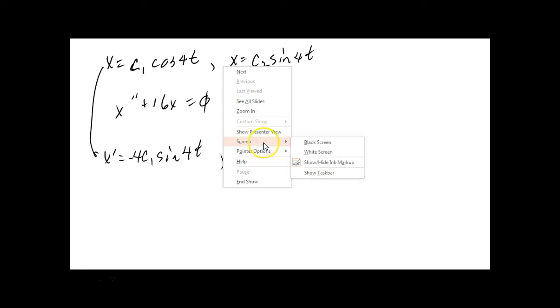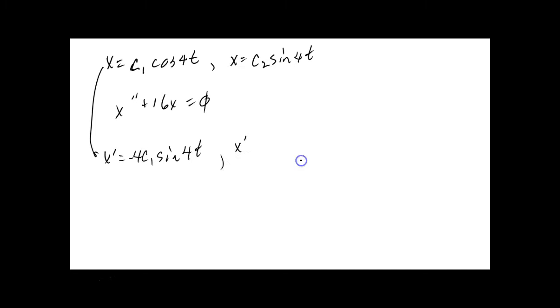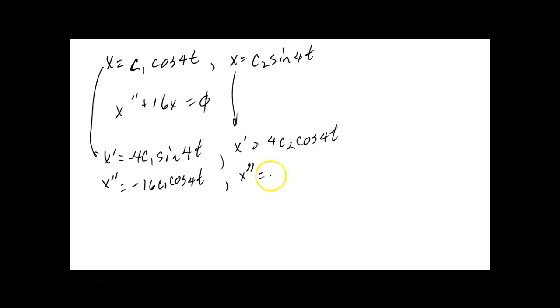Maybe one of these days I'll get fast at this, but I doubt it. Okay. Let's do this one. 4C2 cosine 4t. Got it. So let's do the x double prime from that first one, and what do we get? Negative 16 C1 cosine 4t. And x double prime for this one would be negative 16 C2 sine 4t.